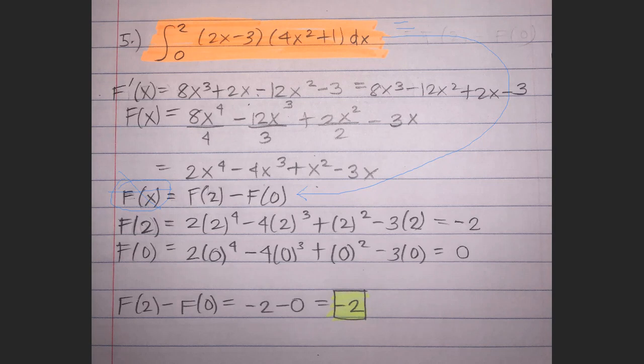So then I plug in 2 into 2x to the fourth minus 4x cubed plus x squared minus 3x, and I also did the same, plugged in 0 and then subtracted, and it equals negative 2. Okay, great. Yeah, good. That's just right. Just this equal sign is not right. By the evaluation theorem, this integral equals F of 2 minus F of 0. All right. Okay. Thank you, Andrew.